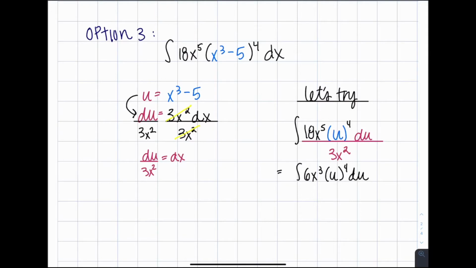But once again, we need this in terms of u only. So what can we do? Well, if you look at our u formula, we have an x cubed in common. So let's try to solve for simply x cubed. We end up getting u plus 5 equals x cubed. We can actually use this to sub in to our integral.